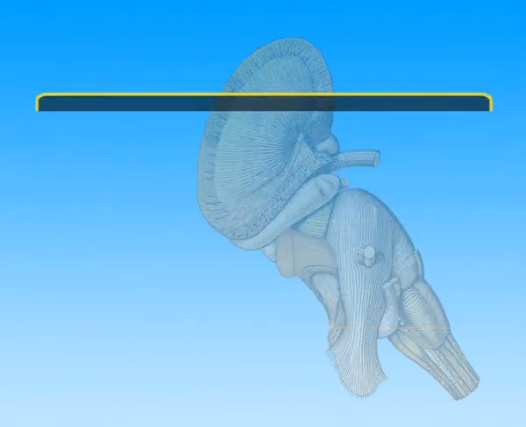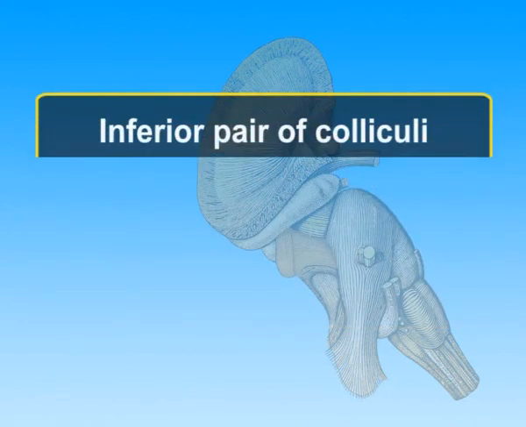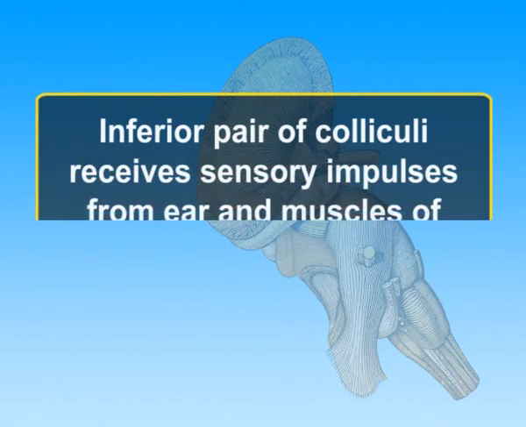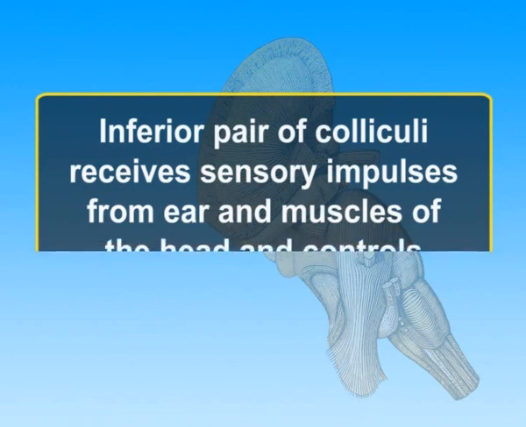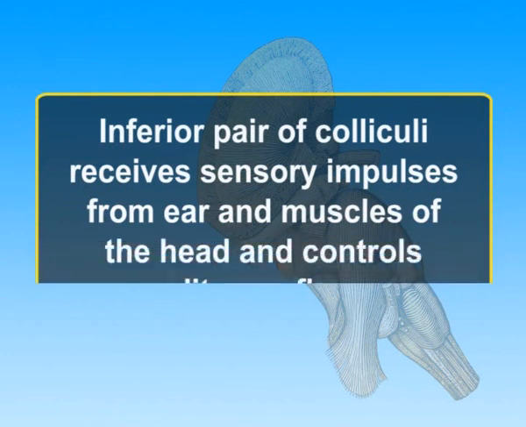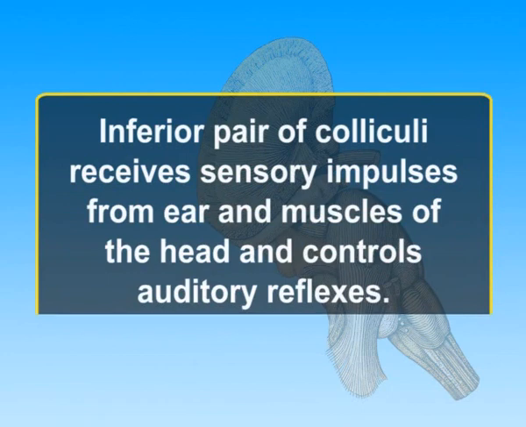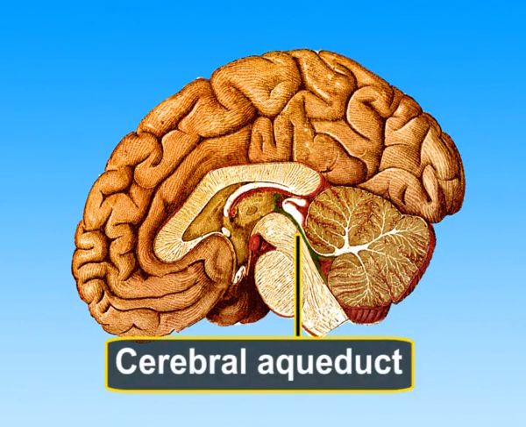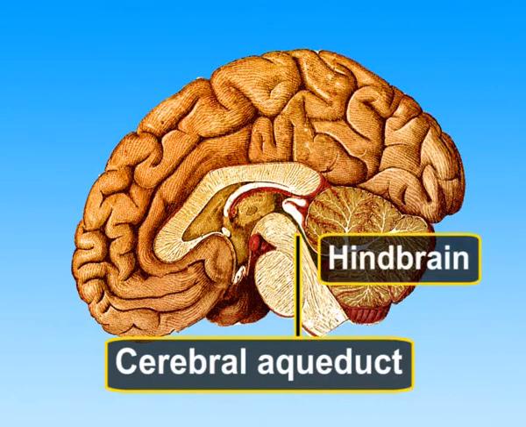The inferior pair of colliculi receives sensory impulses from the ear and muscles of the head and control auditory reflexes. A canal called cerebral aqueduct passes through midbrain and connects hindbrain with forebrain.